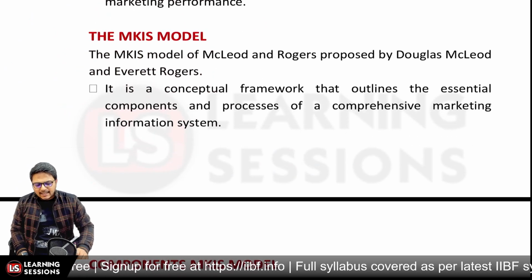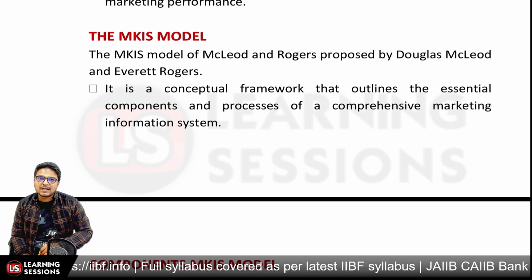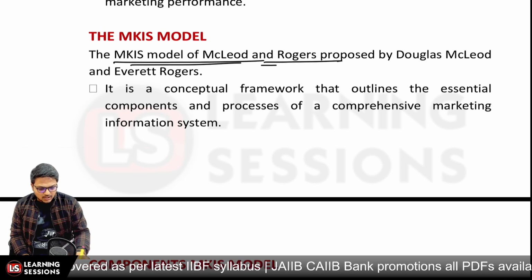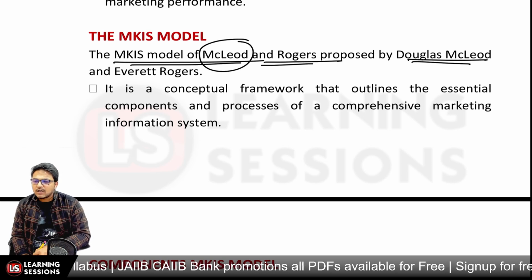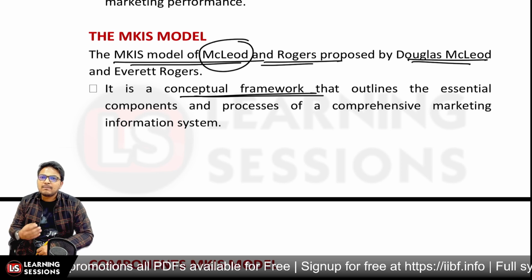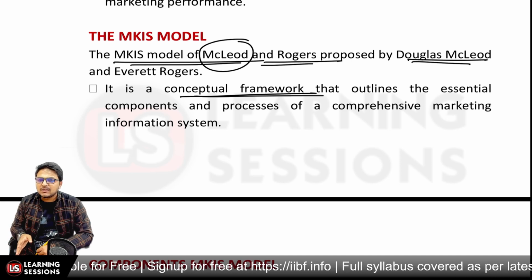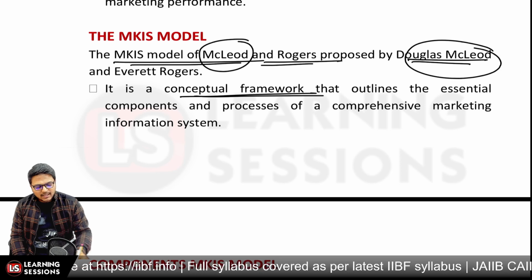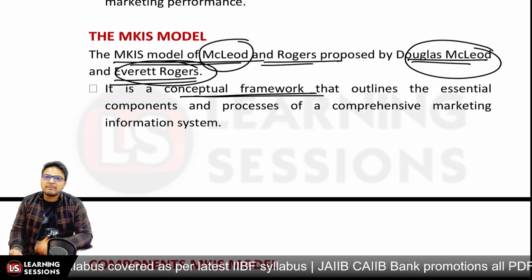Now let's understand the MKIS model. The MKIS model of McLeod and Roger, proposed by Douglas McLeod and Everett Roger. Now this model was basically a conceptual framework which outlines the essential components and processes so that we can have a comprehensive marketing information system. So it was given by Douglas McLeod and Everett Roger, and it gives us a framework for a comprehensive MKIS, right?